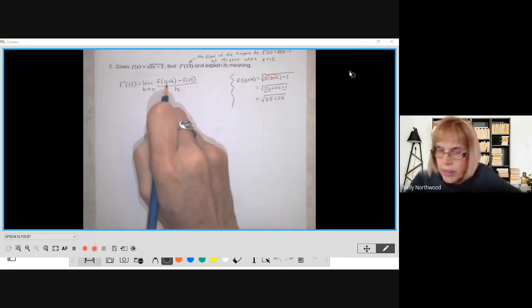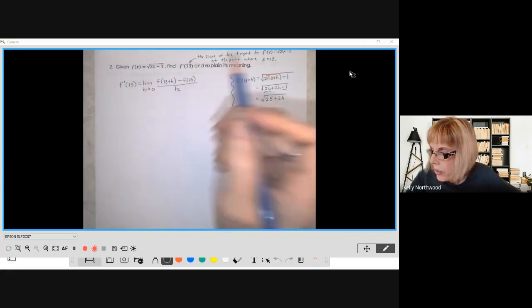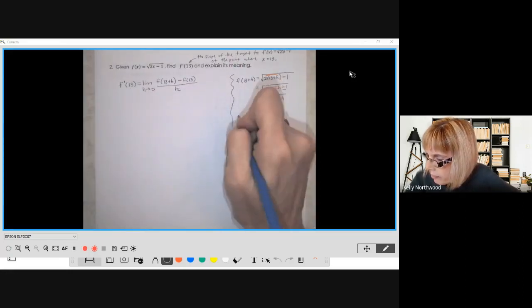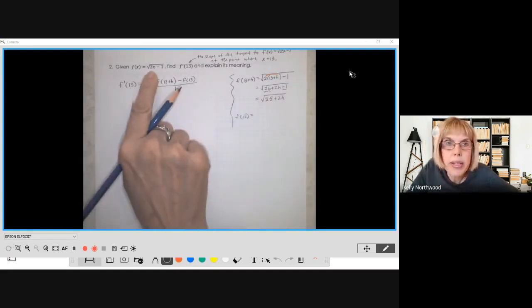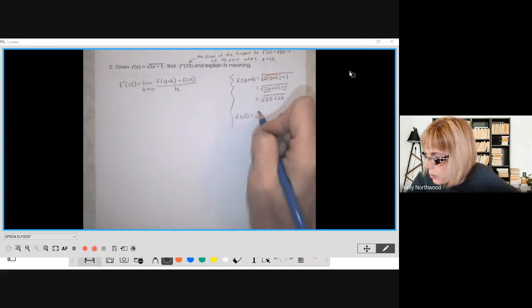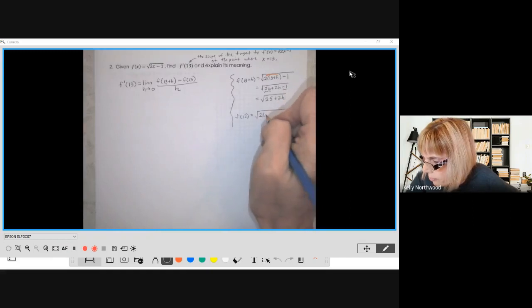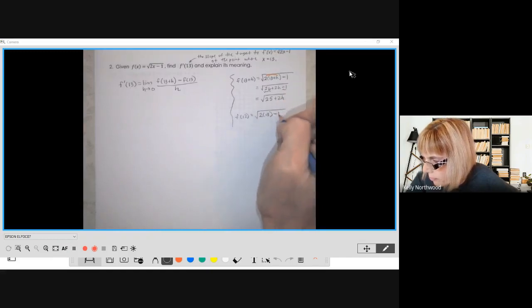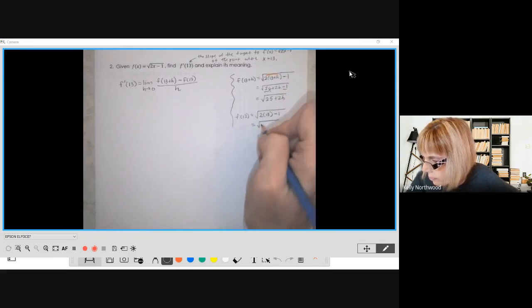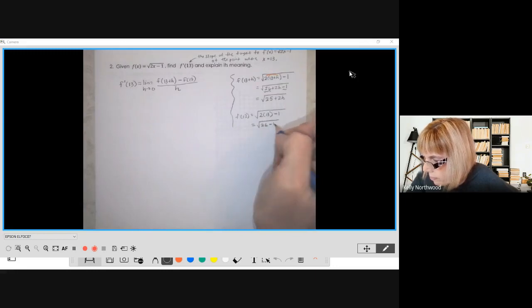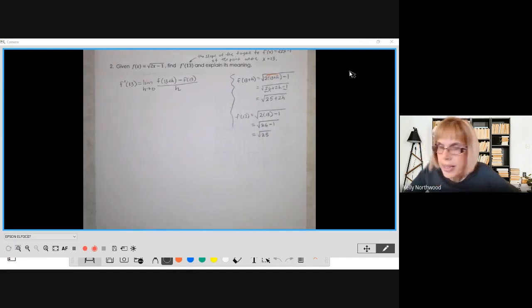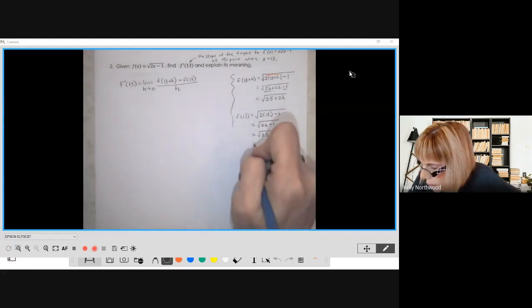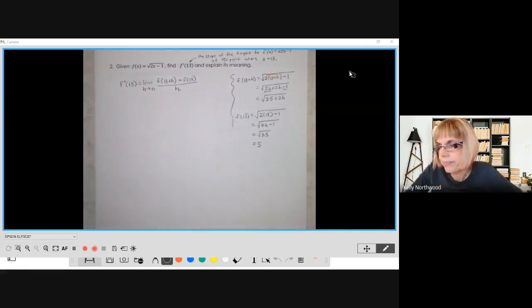Then I also need to find, according to my formula, f at 13. So I'm again going to use my defining equation and replace x with 13. I end up getting the square root of 25, but I know that the square root of 25 is 5.